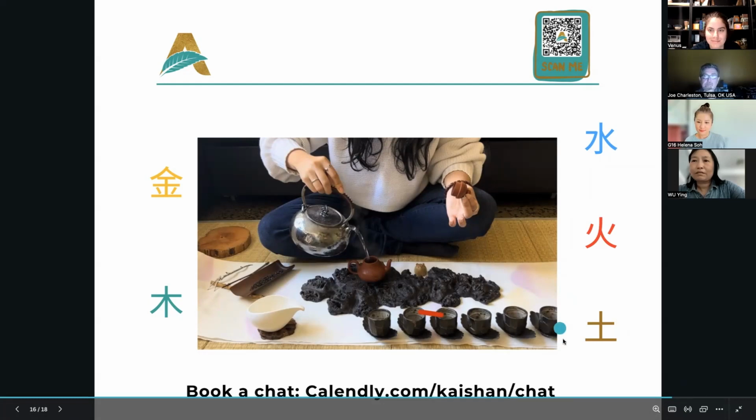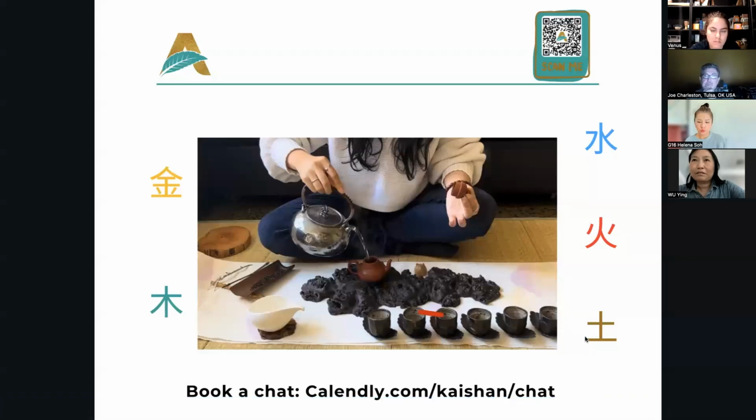And then the clay. What is this? I already gave it away. The earth. Where is the earth in tea brewing? The clay pot, the glass, the mug. Yeah, the cups, the teapot. Yes, that's correct. And then the last element here, mu.